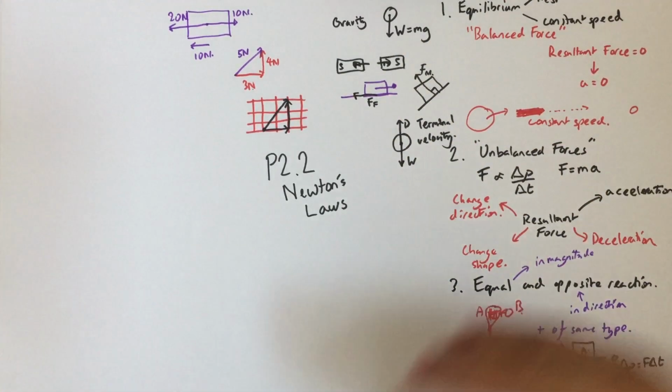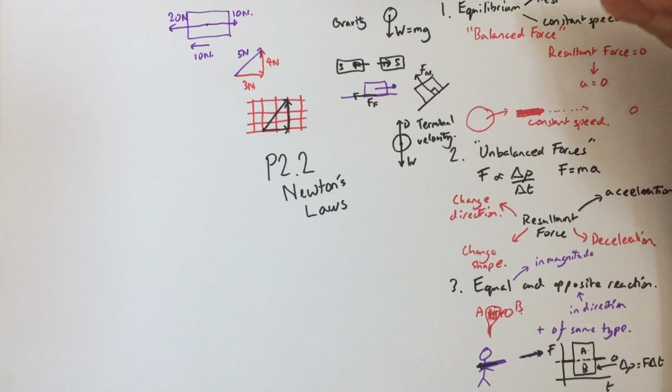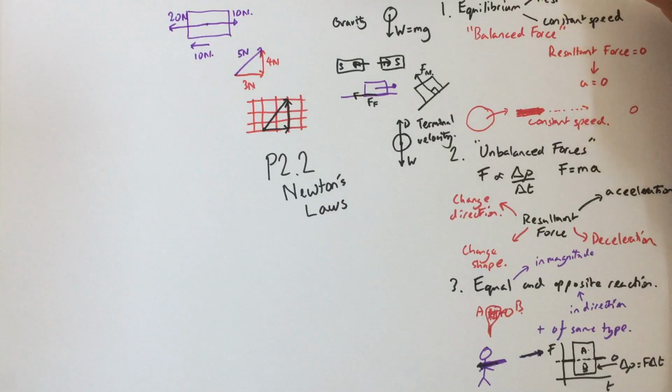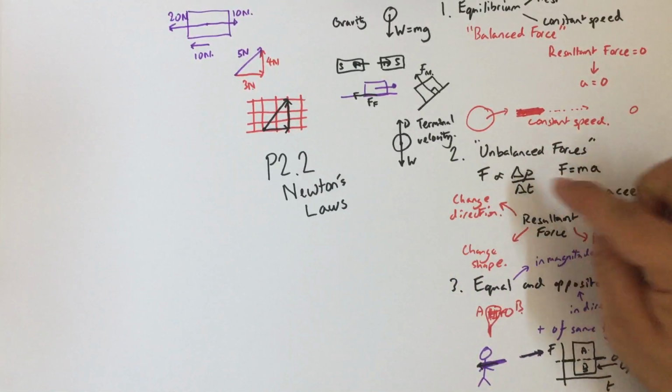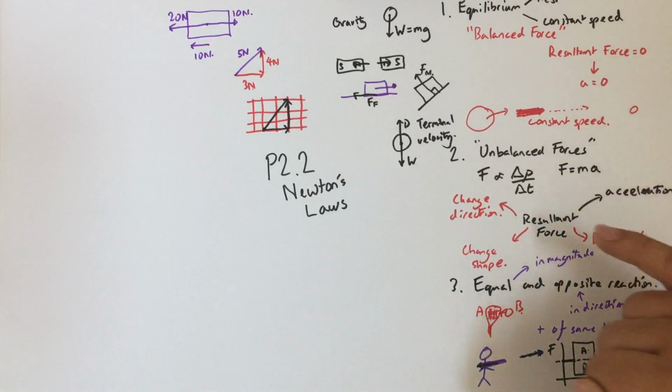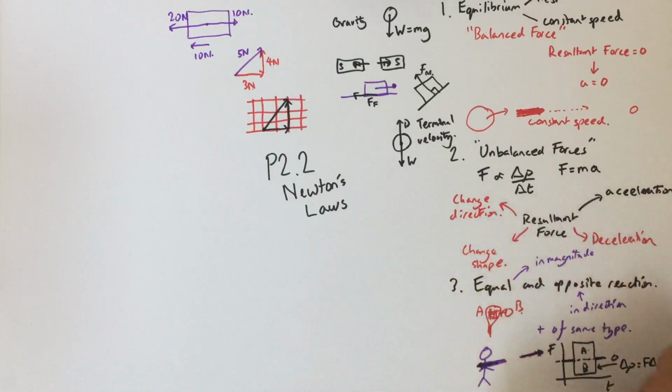Newton's first law is the law of balanced forces. It says an object at rest or at constant speed will stay at rest or at constant speed until acted upon by an external force. So if all the forces are balanced, the object is going to stay in its current state of motion. If the forces are unbalanced, Newton's second law says force is directly proportional to the rate of change of momentum, and therefore one of these four things will happen. It will accelerate, decelerate, change shape or change direction.